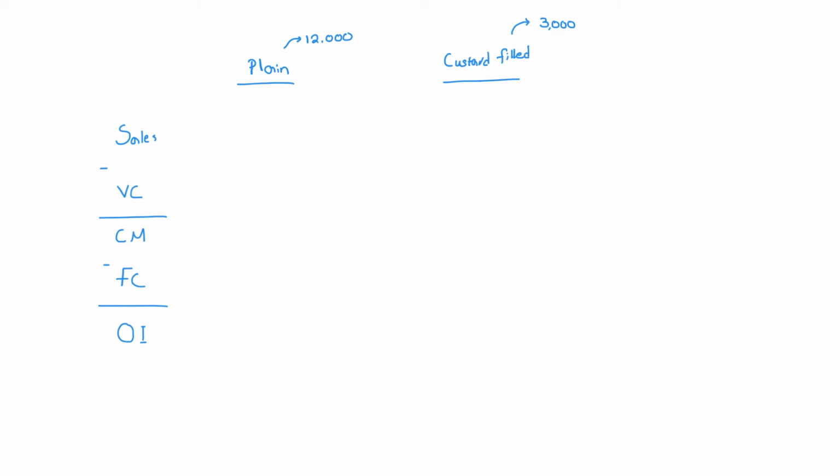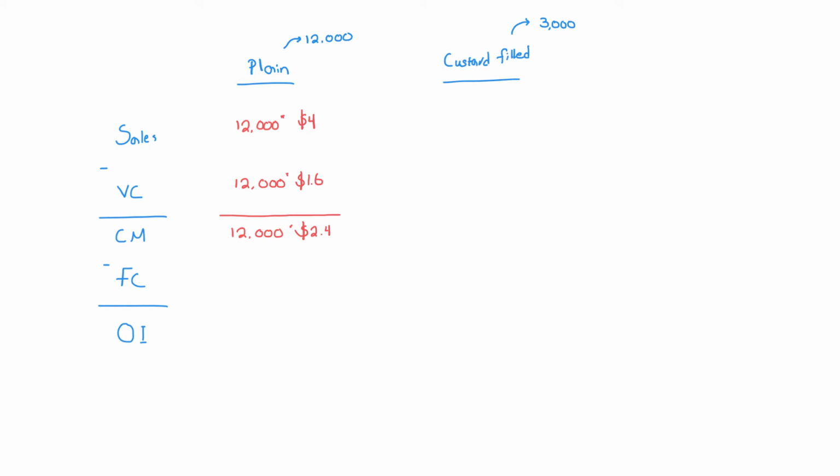Now for the plain, I need to multiply 12,000 dozens by the sales price per unit. And for the variable cost, I'm gonna do the same, 12,000 dozens by the variable cost per dozen. So the contribution margin will be 12,000 dozens multiplied by the contribution margin per dozen. So the sales price for the plain was $4 per dozen. The variable cost was 1.6 per dozen, and the contribution margin will be 4 less 1.6, so it's gonna be 2.4.